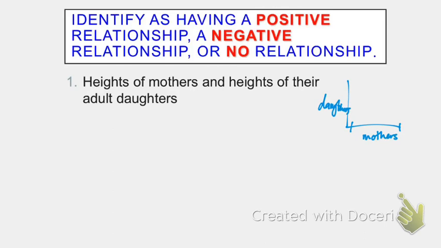Do you think that as the mother is getting taller, the daughter will also be tall? So it'll be positive. You don't need to say strong or negative. We can't determine that. Just say positive, negative, or no relationship. Oh, I thought I said weak.